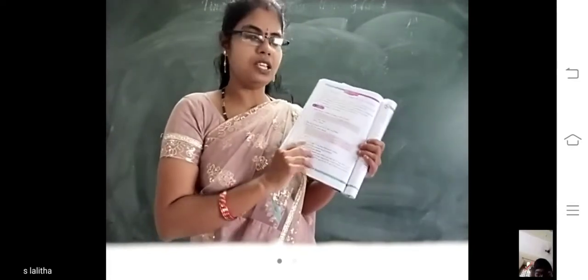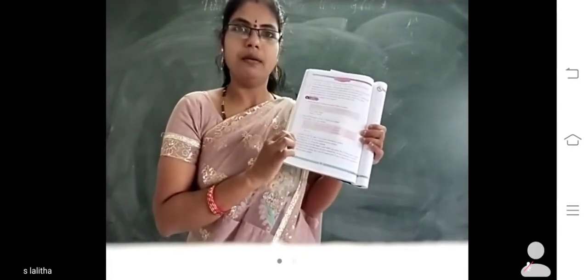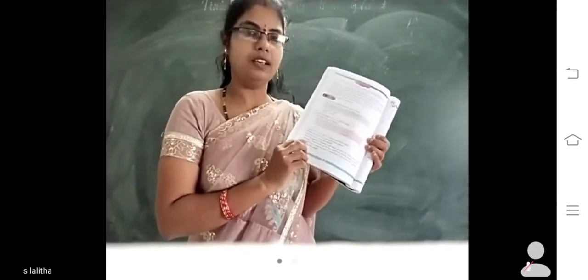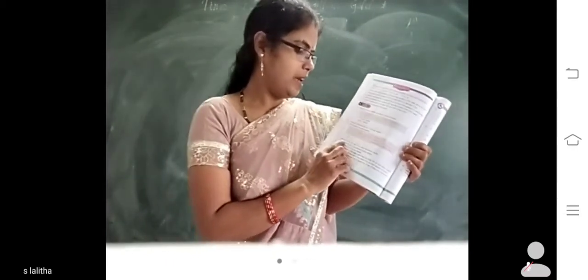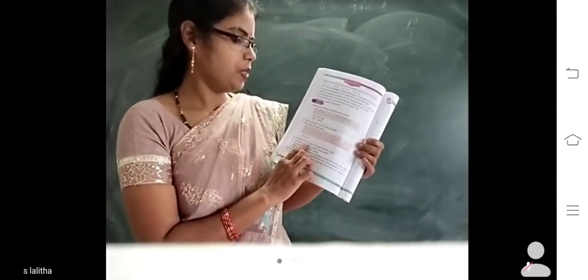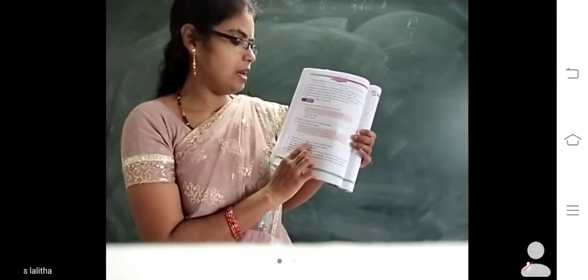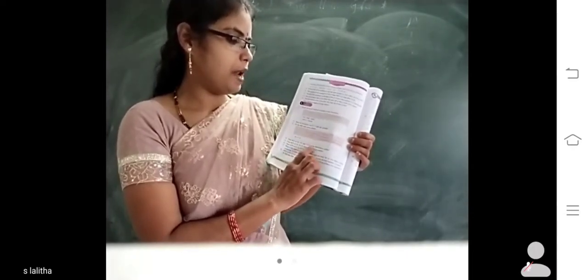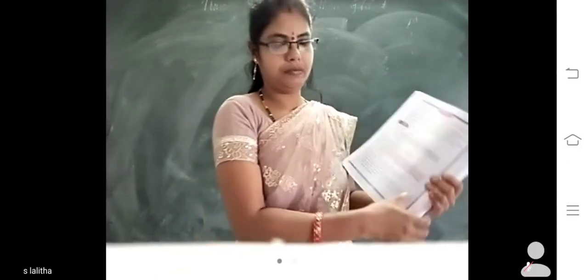In the unit exercise, we have already completed 3 sums in the previous class. Now we are going to the next one. Fourth question: Find the HCF of 70, 105 and 175 by the prime factorization method.